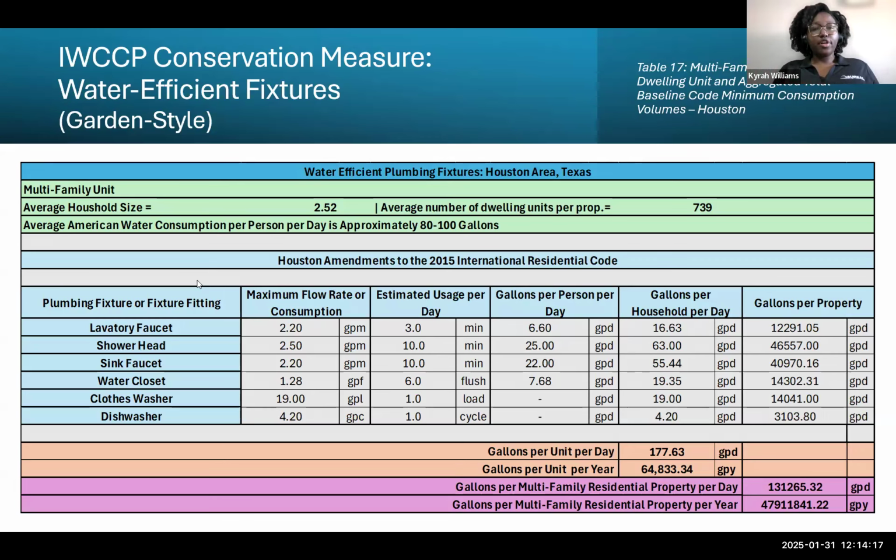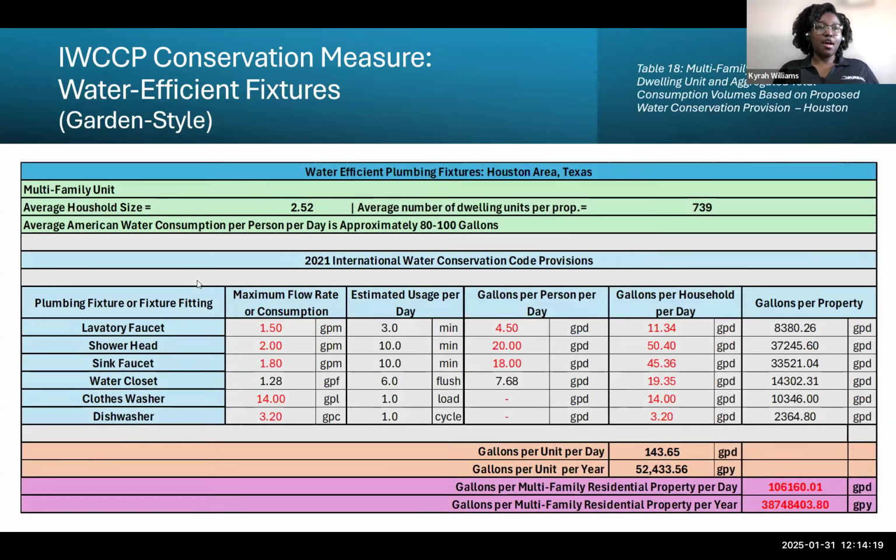day. However, with the IWCCP, establishing a difference in the maximum flow rate or consumption, the numbers that are highlighted in red, that number is approximately 106,000 gallons per day for the gallons per multifamily residential property per day. So the implementation of the IWCCP conservation measure has shown to improve, with this one measure alone, roughly 20%, just based off of those provisions being included.